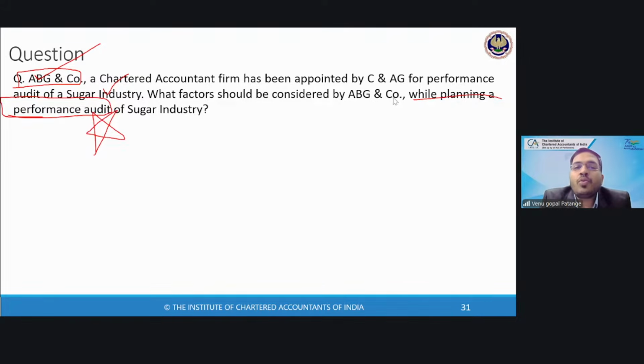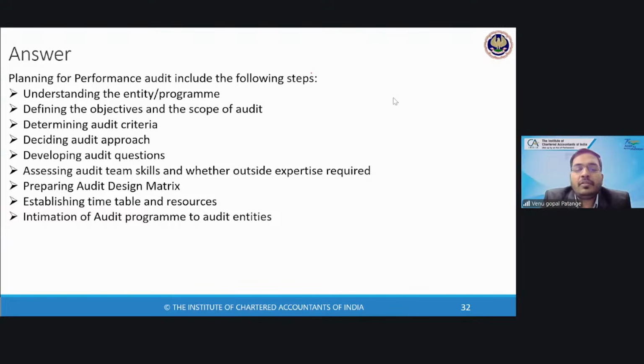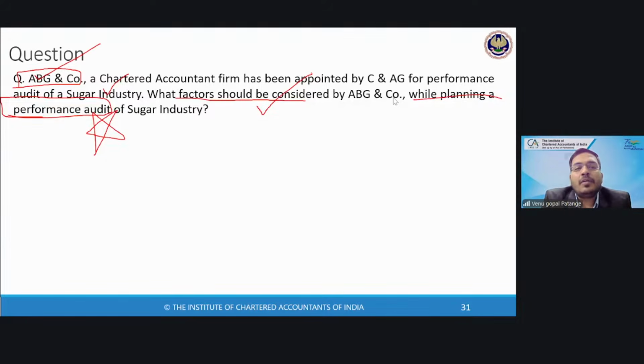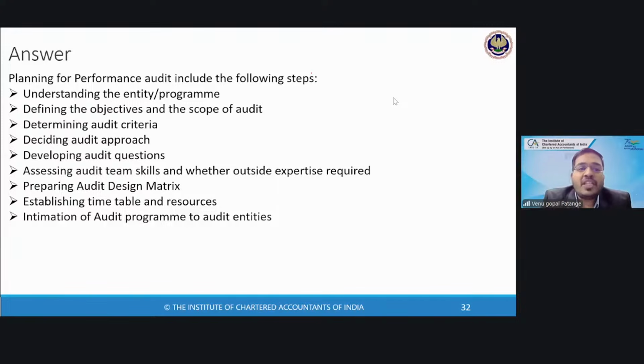They are asking you to write planning the performance audit. What factors you will consider? I will consider understanding whatever we have discussed. Yes, sir. We will consider all these things. We will consider understanding. Clear? Next question. So if a question comes for 2 marks or 3 marks, you write this much. If it comes for 6 marks, then probably you need to elaborate each element as well.